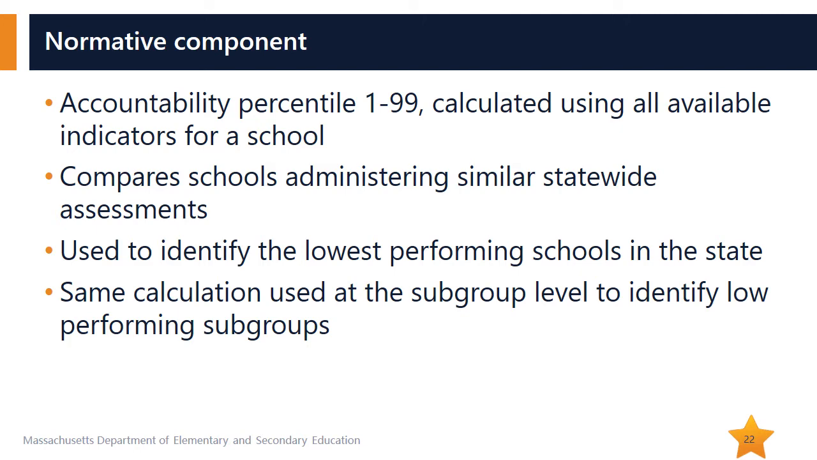The same calculation can be applied at the subgroup level to identify the lowest performing subgroups in the state. For example, the results for all of the white student subgroups can be compared to see which schools have the lowest performing white subgroups in the Commonwealth. This allows us to identify schools where the performance of the school as a whole may be masking the performance of one or more low-performing subgroups.